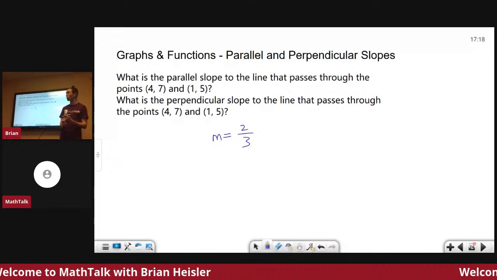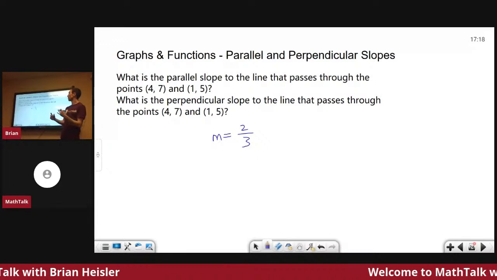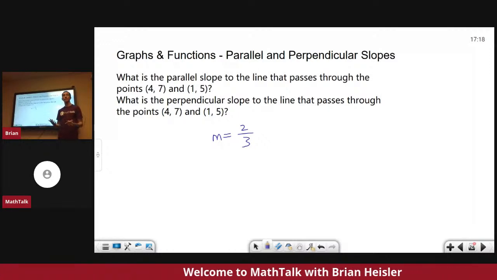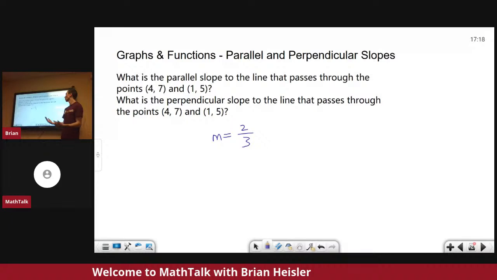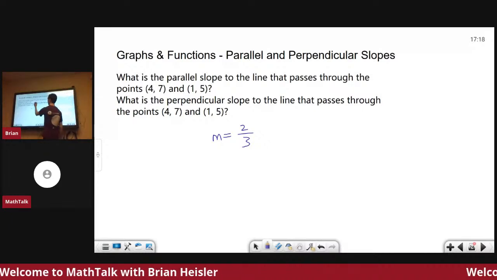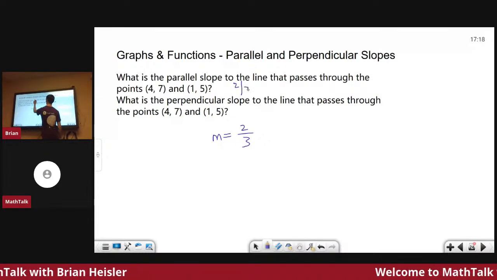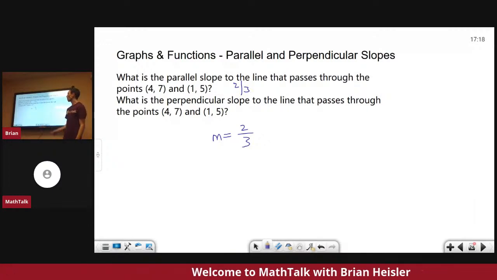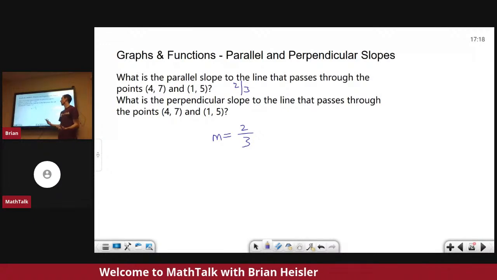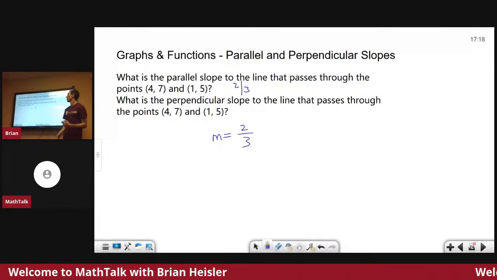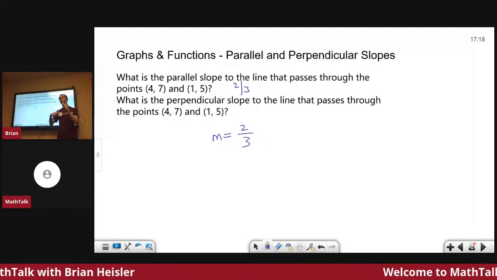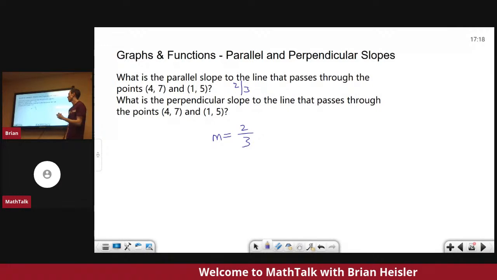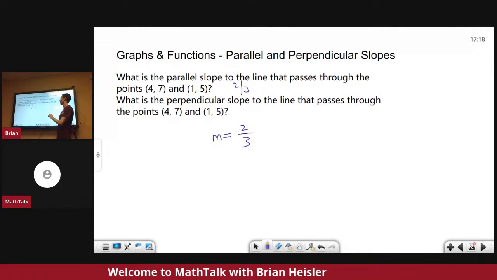So parallel slopes are super easy because if you have 2 lines that are parallel, they're never going to cross. And the reason is because they have the same exact slope. So a parallel slope to this is 2/3. It's the same thing. Easy enough. Now, perpendicular is interesting. There's a little trick to it. But perpendicular slopes are ones that cross at a right angle. And so they're kind of like opposites in a sense. They're called negative reciprocals of each other.